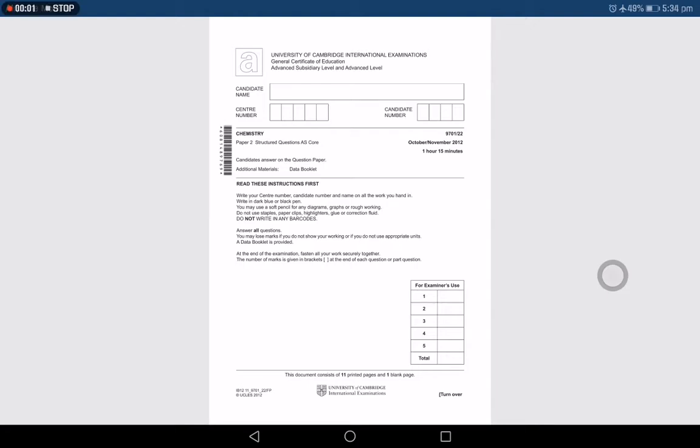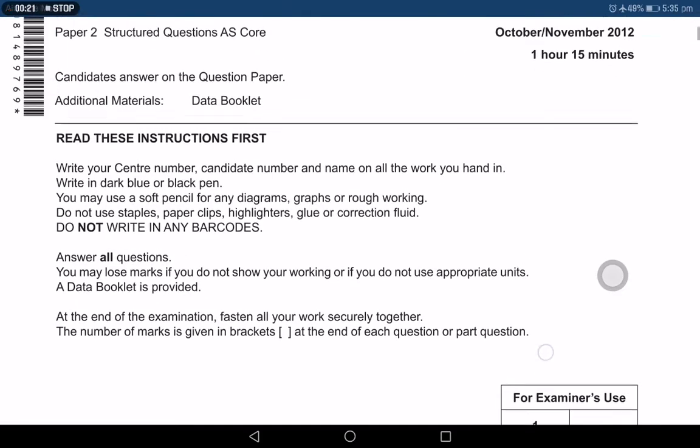Guys, I'm back with another question paper, which is October/November 2012, paper 22. So, what does paper 22 mean? Of course, it's the paper 2 structured question, and the second 2 is the variant. So let's read through the instructions first.